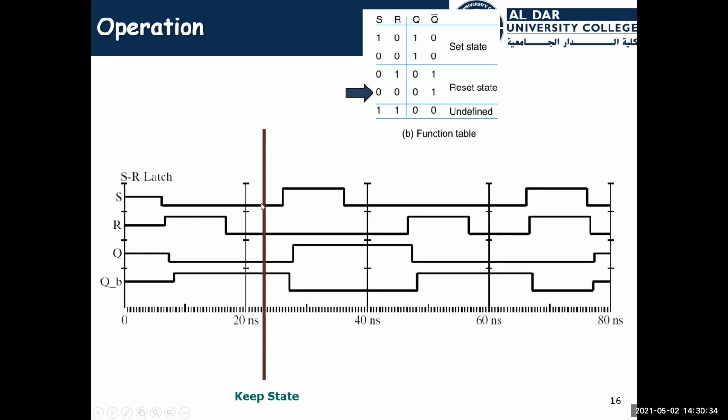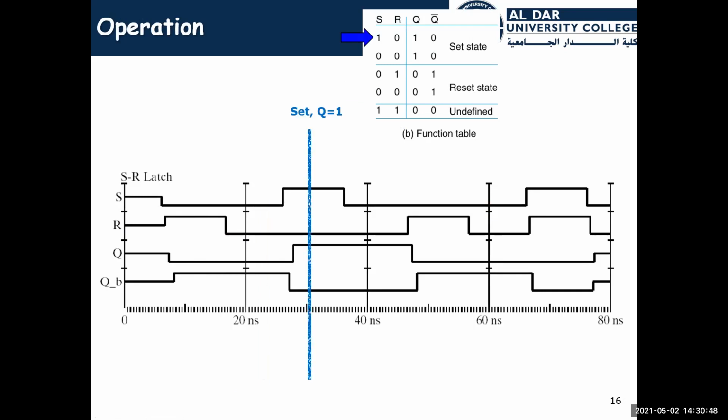Also, even if the value of R is changed to zero, this will not affect the output, and the output will be kept at zero. The output will be changed to one only if S is changed to one. If S is changed to one, this means we are setting the SR latch, and the value of the output will jump to one here.